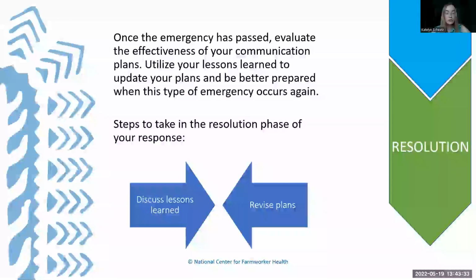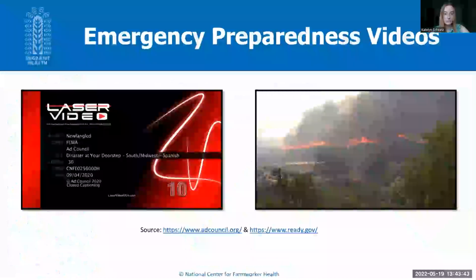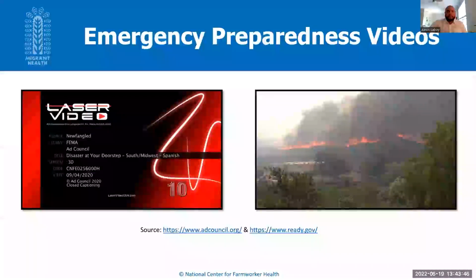So this brings us to the conclusion of the CIRC rhythm, and I'm going to pass it back to Alexis to dig into some of the potential messaging strategies. So here I'm sharing with you two examples from adcouncil.org and ready.gov. These are two great sources of information. They share different emergency preparedness videos, mostly in English, but some of them are in Spanish. And I'm going to share these two short clips that they use to promote emergency preparedness.